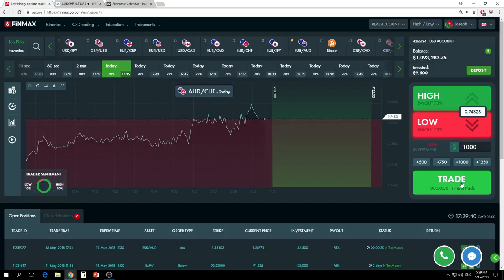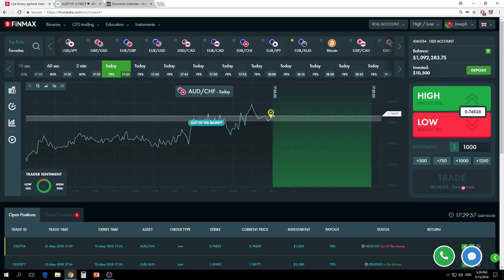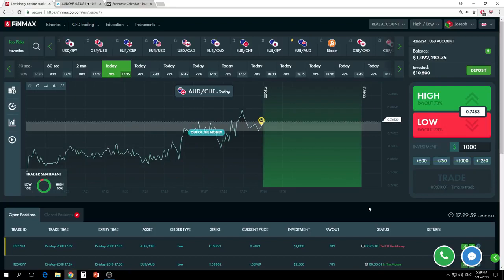So get ready, we are opening our next trade on Australian dollar and Swiss franc. We will click on trade button in 10 seconds from now. We will be trading low. Get ready and do it.